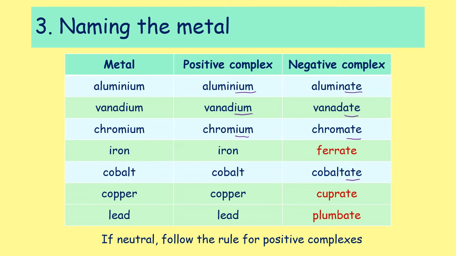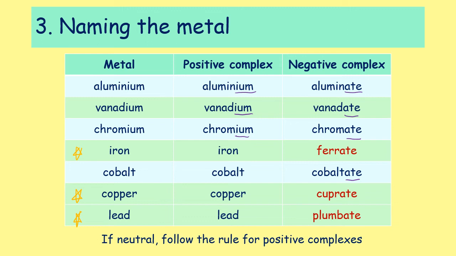Now, there are 3 exceptions because, of course, we can't make anything easy. Iron, copper, and lead. However, the main 2 that you'll see are iron and copper. When they are involved in negative complexes, iron goes back to its Latin name, which is where we get the symbol Fe for iron. It becomes ferrate. Copper goes again back to its Latin name, which is cuprum, and it becomes cuprate. Lead again goes back to its Latin name, plumbum, and becomes plumbate, which again is where we get the Pb.